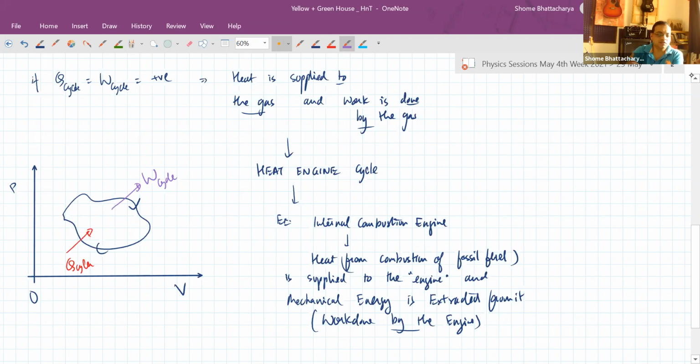So yesterday we've already seen a couple of examples of numerical problems related to this calculation of the net heat or the net work done during the cycle. In fact, we had seen some examples where the cycle was given to us in terms of the temperature volume relationship and how we converted it into the pressure volume relationship. And from that, we calculated the terms of the first law.